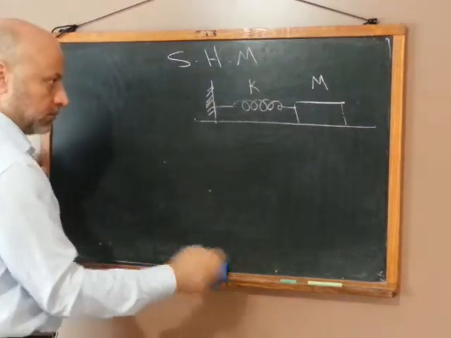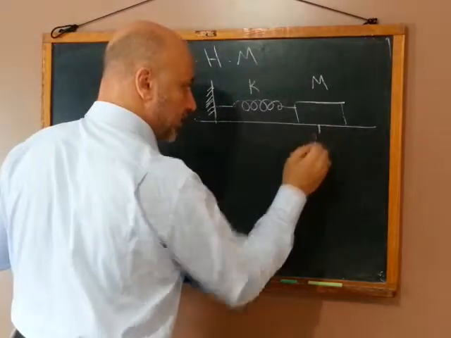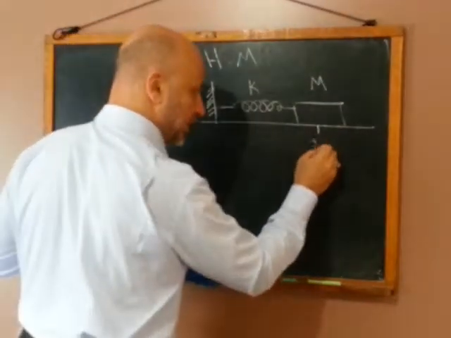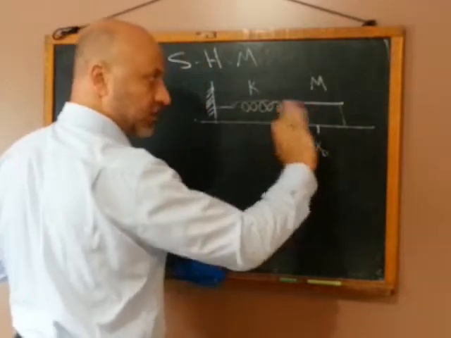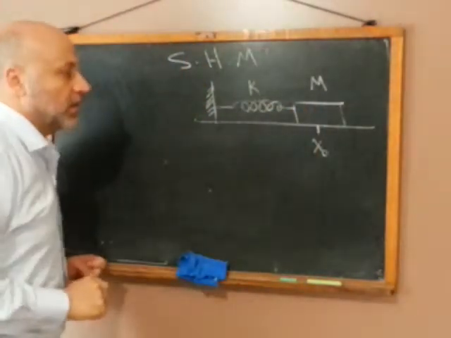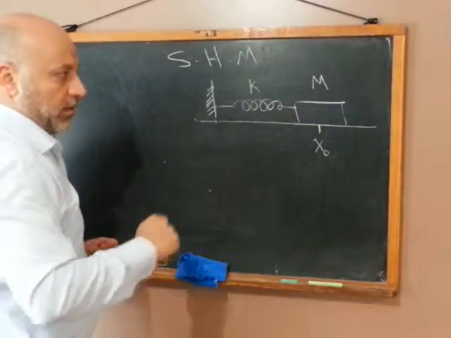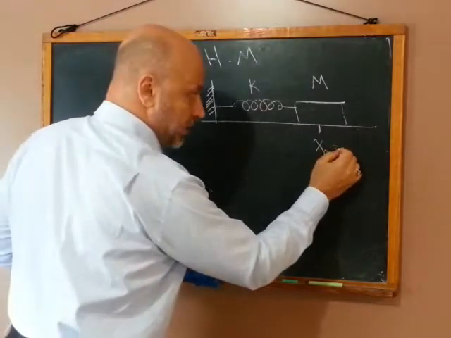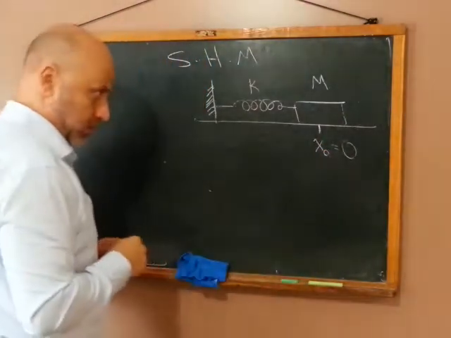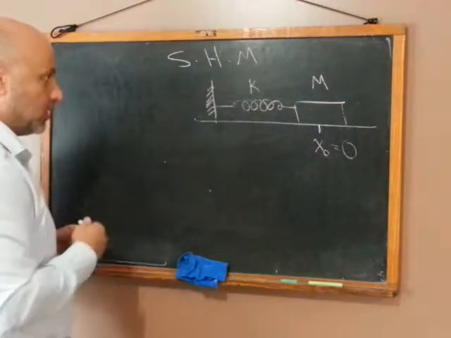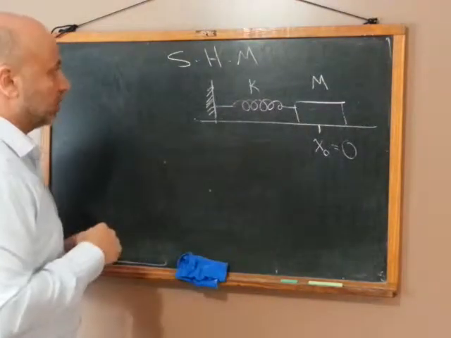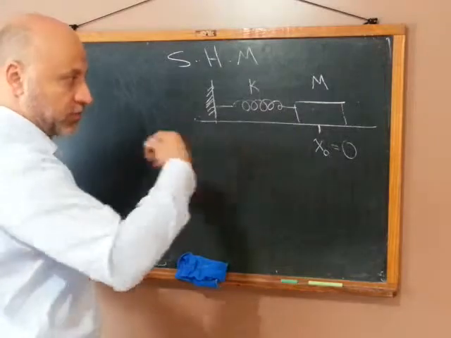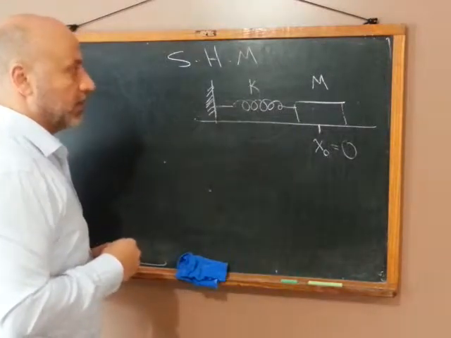Now, this is the position. Let's say this is the initial position when there is no force applied on this mass. And we could set x naught to 0 meter to make it easy. I'll show you why this is going to help us make it easy. But we can set it to any value we like.